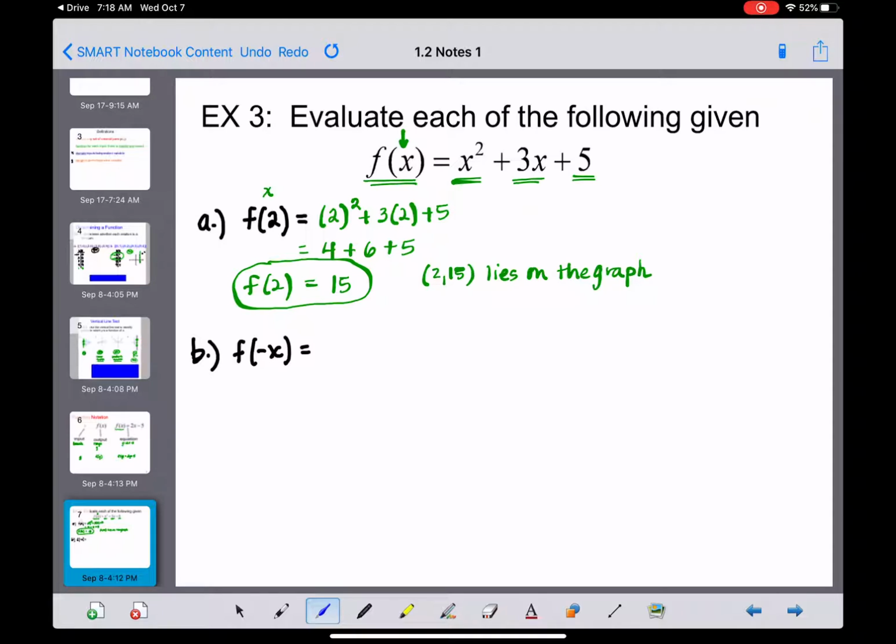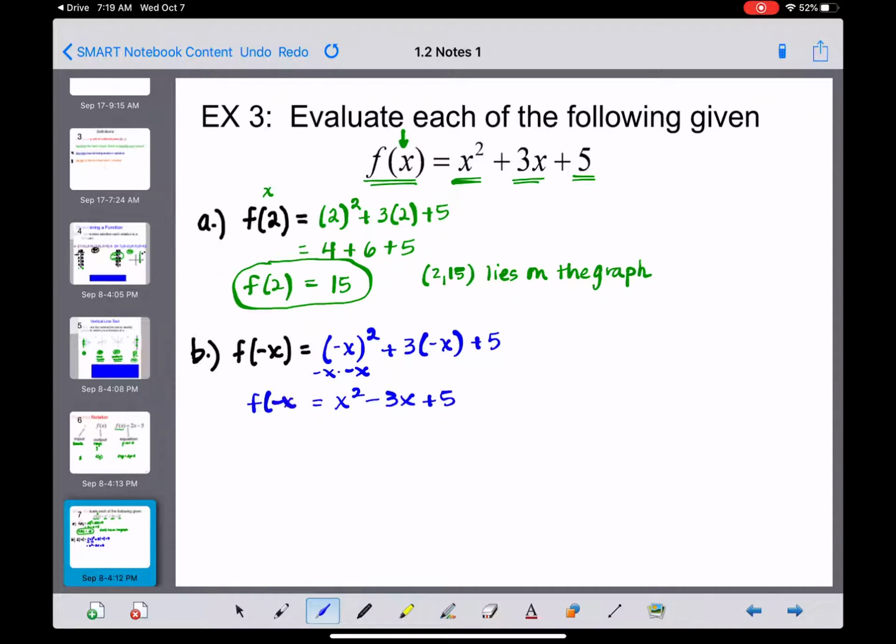So again, we're going to do the same thing. Every time we see an x, we're going to sub in a negative x, and you want to use parentheses. So negative x quantity squared plus 3 times negative x plus 5. So remember that negative x quantity squared means negative x times negative x. So that's going to give me a positive x squared because we have two negatives that make a positive. 3 times negative x will be minus 3x. Sorry about that. So minus 3x. And then we would just have plus 5.